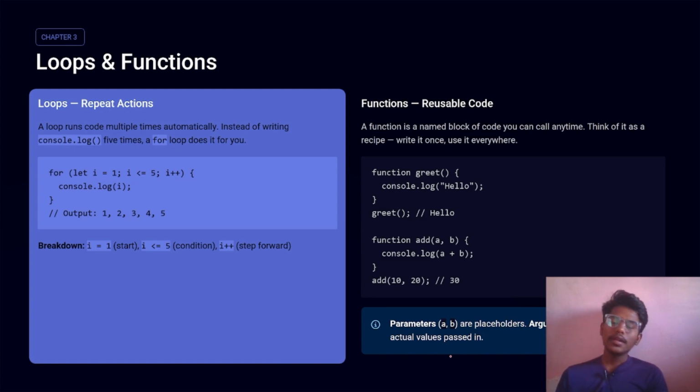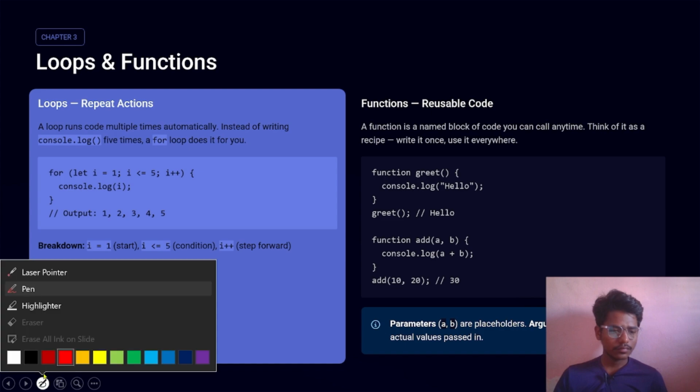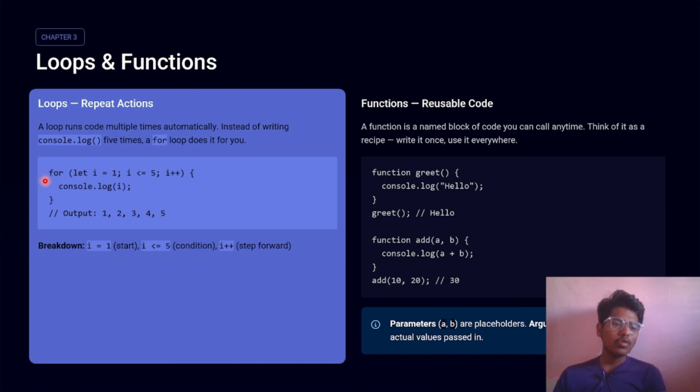Here I need to print 1 to 5 numbers. Not only 5, you can print any number of numbers. Now I need to print 1 to 5 numbers. I don't want to write console.log 1, console.log 2, console.log 3 like that. I can simply use a for loop. Here I am using the for loop.